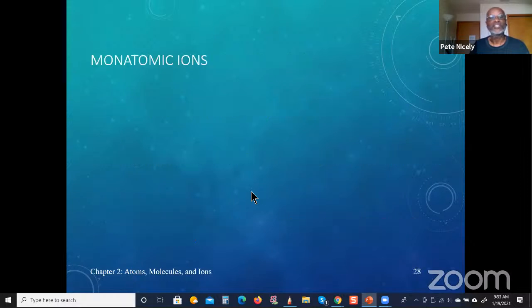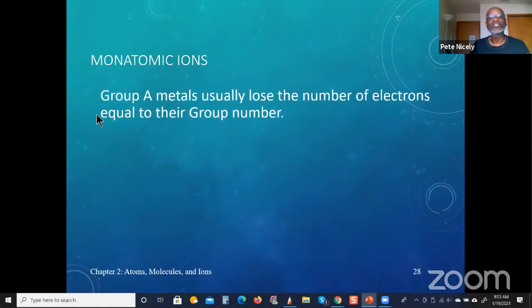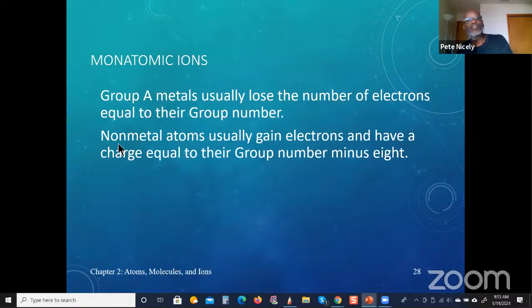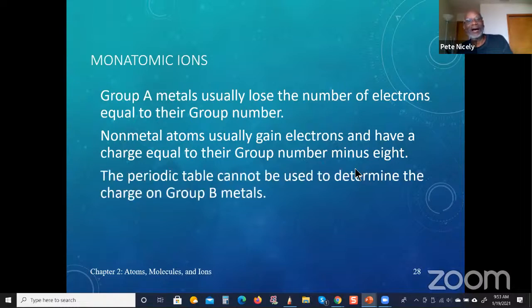So that's for a future discussion. So when we're talking about monatomic ions, which are ions formed from just one atom, here are some ways of predicting the type of charges or the number of electrons that will be lost. The group A metals, right? So we're talking about the metals which belong to the representative elements. They usually lose a number of electrons equal to their group number, all right? While nonmetals usually gain electrons and have a charge equal to their group number minus 8, all right?